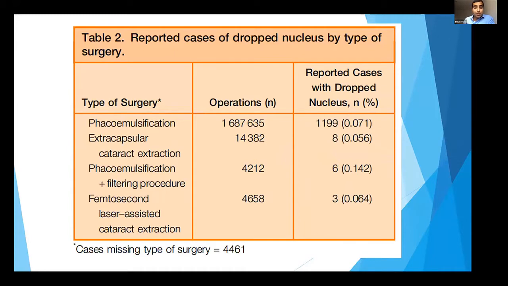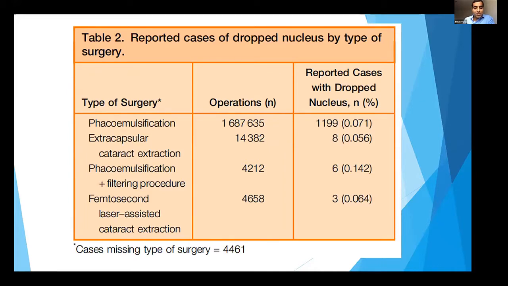And of course, you'd expect, because of that, they would have more dropped nucleus within that group, and you can see that's also the case. They also compare extracapsular cataract extraction, phaco plus filtering procedure, which can be, I assume, any filtering procedure, and also femtosecond laser-assisted cataract extraction. In the final column, they give the frequency in brackets, which is the proportion of dropped nuclei within that particular type of cataract operation.